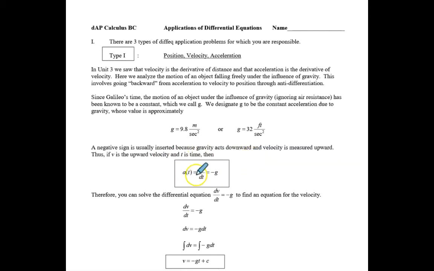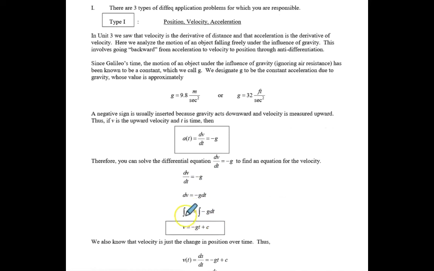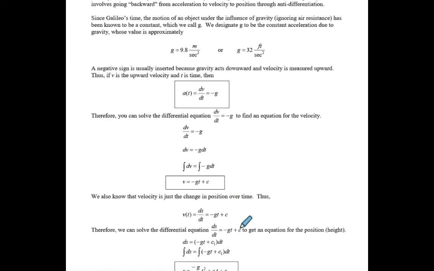So acceleration is actually the derivative of velocity, so dv/dt, and we're going to call it negative g. And then what we can do is we can solve the differential equation using separate, integrate, solve. So basically, if I multiply both sides of this equation by dt, I get dv equals negative g dt, so I've separated right there. Now I'm going to integrate both sides. The integral of dv is v, and the integral of negative g is negative g times t plus c. I need a constant of integration.